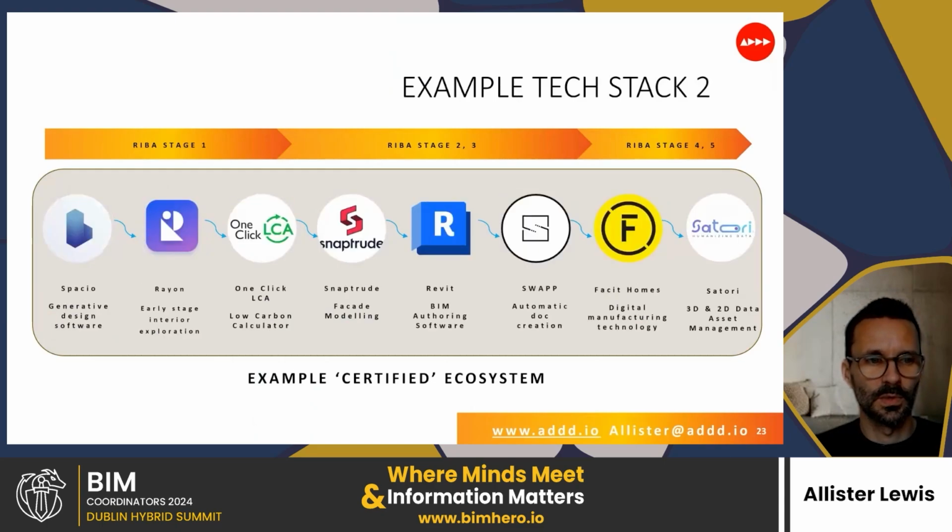So you have Spatio as a generative design software again. You could then use Rayon, which is very much for early stage interior design plans in 2D and layouts, but automating and using AI within that to create much faster kind of workflows within it. One-click LCA is a low carbon calculator, so you can assess the carbon criteria of that. And then again, moving into SnapTrue to do much more kind of free-form modeling and development. And again, they have an integration straight into Revit, which again is that backbone piece of software. But then you might use Swap to create your drawing production from there.